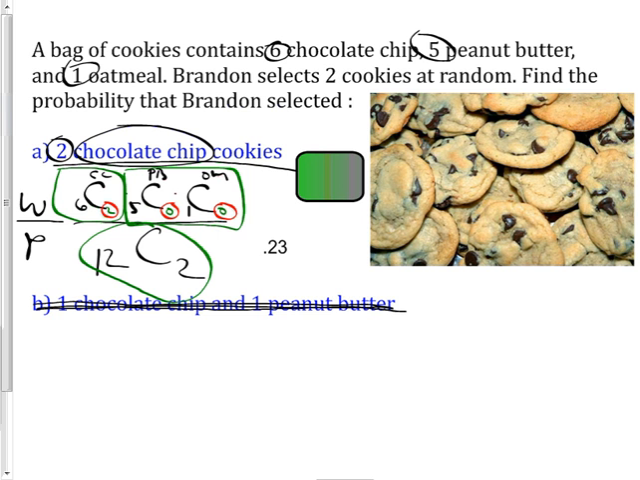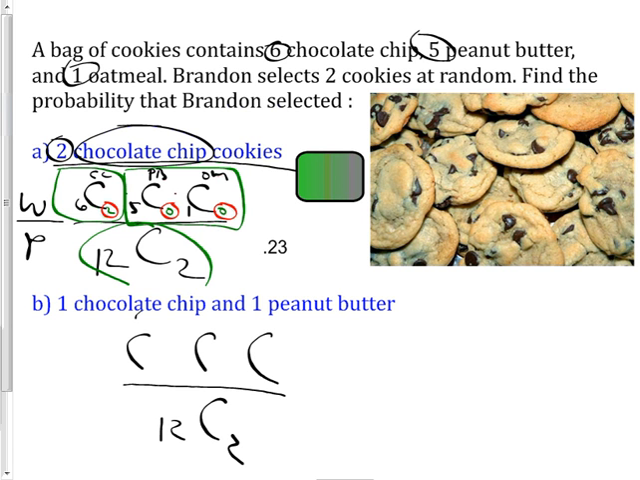Okay, now I'm going to do that other part here. The 1 chocolate chip and 1 peanut butter cookie. All right. That's the same exact situation that there was 12 and I'm choosing 2, and I have divided up into the 3 kinds. Chocolate chip, peanut butter, and oatmeal. And there were 6 chocolate chip, 5 peanut butter, and 1 oatmeal. Now all I got to do is write in how many I wanted.